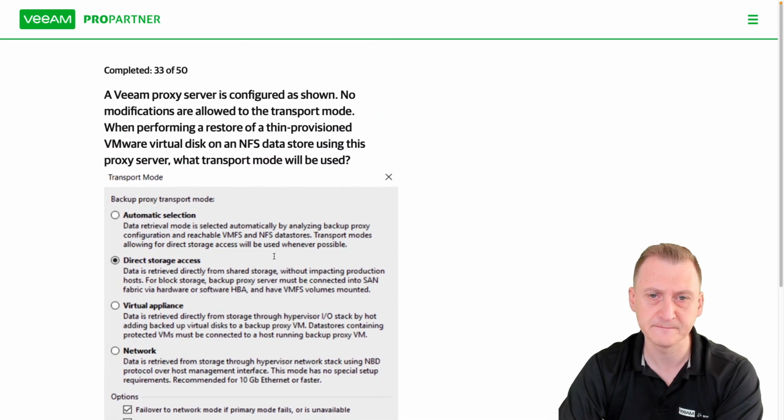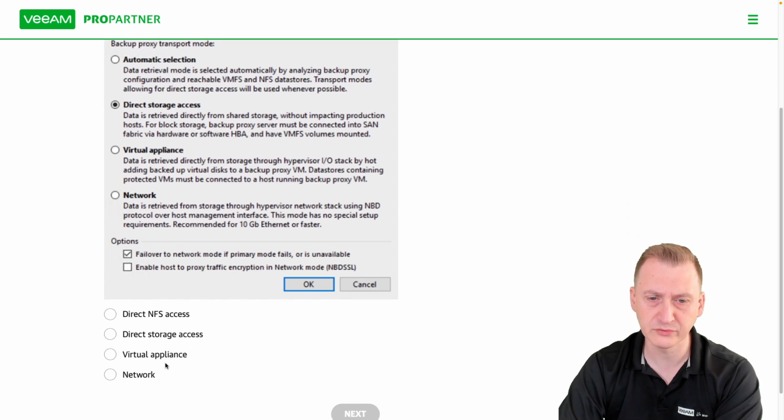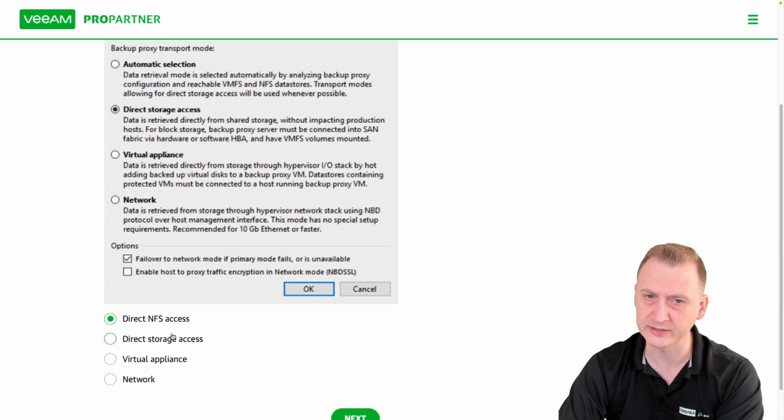It will have to be either direct NFS, right? Remember, direct storage access essentially could be direct SAN, which is block storage, but it's not because it's NFS, or direct NFS, which it will be because it's an NFS data store. Or, if there is some problem here, it could fail over to network mode. So virtual appliance is going to be wrong, right? Because it's not selected. So it's going to be either network mode, direct storage access, or direct NFS.